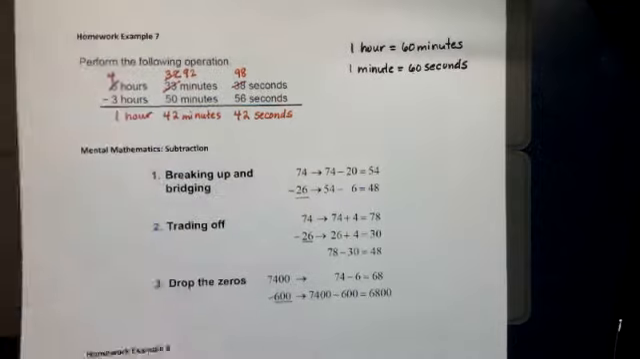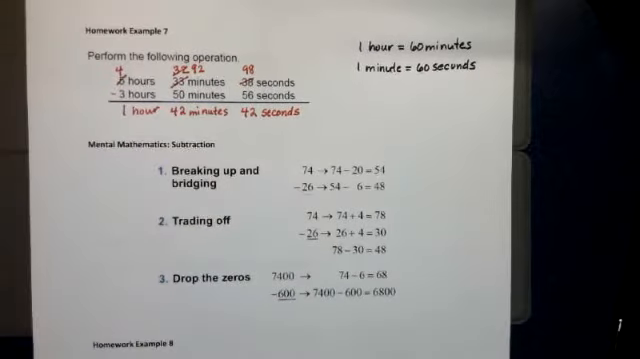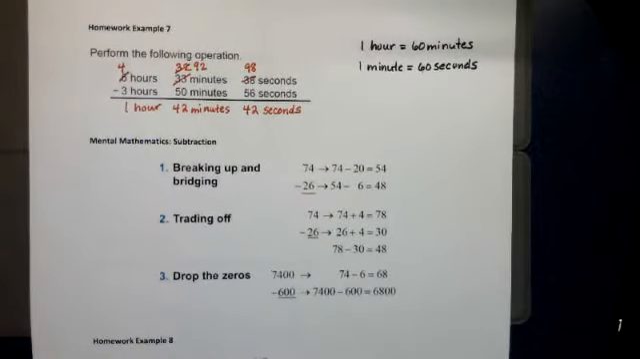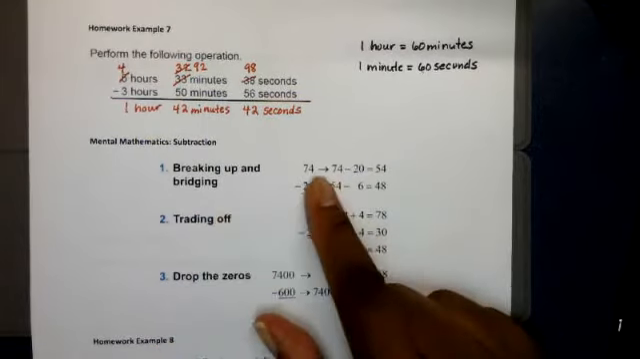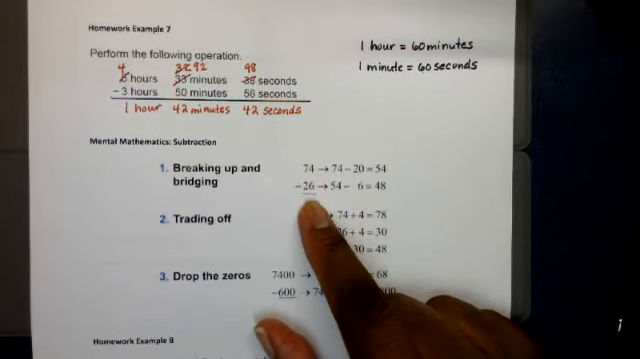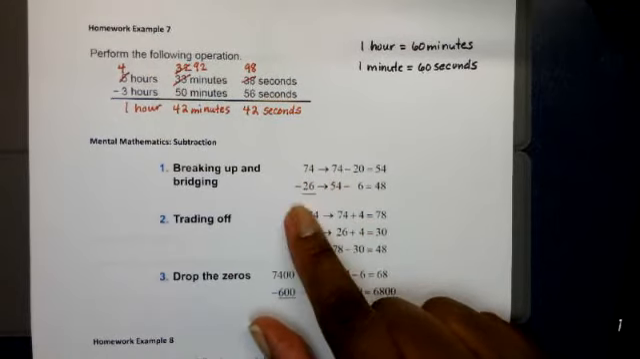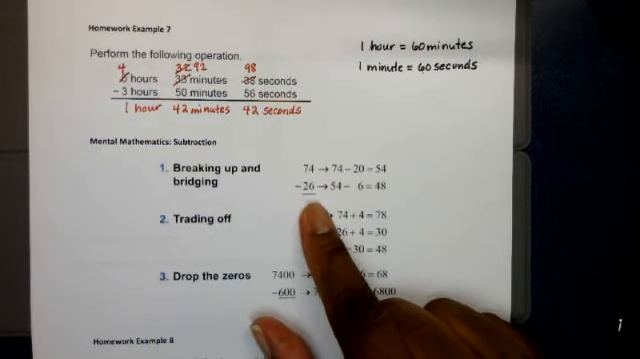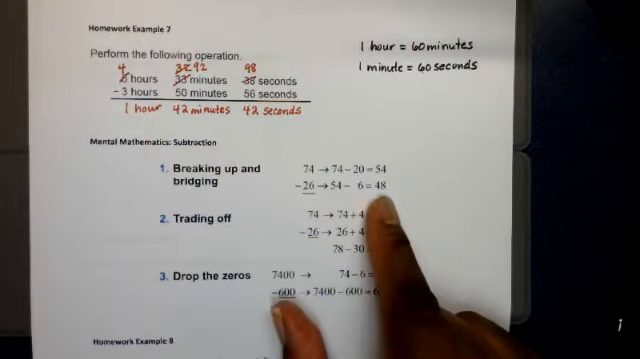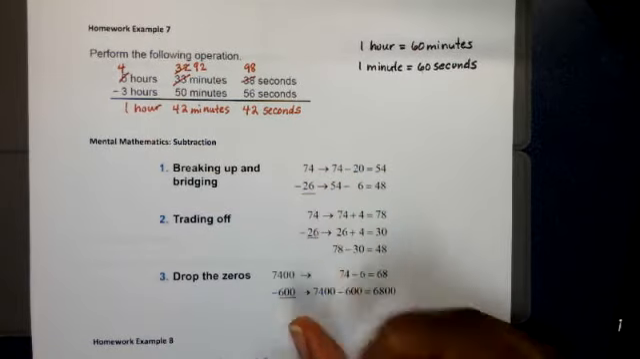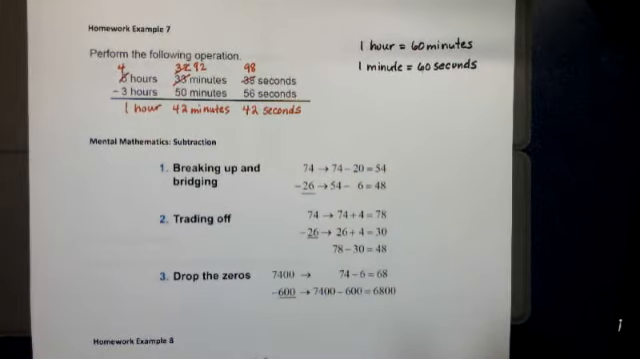All right, now let's look at some mental math techniques that are used in subtraction. One of them is breaking up and bridging, just like in addition. So if I did 74 minus 26, I start off with 74 and then break the 26 up as 20 and 6 and subtract each one. So 74 minus 20 would be 54. And then 54 minus the 6 will be 48. So 74 minus 26 would be 48.